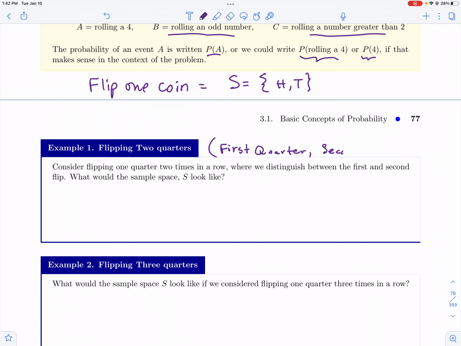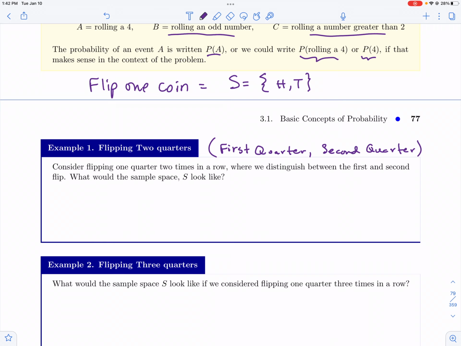And then the second quarter. Since these are two different quarters being flipped at the exact same time, we can have, for example, two tails occurring or something like that. And so I'm going to write these out in terms of ordered pairs when I set up my sample space.